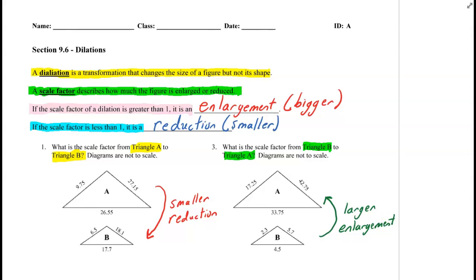Let's go back to number 1. The goal of number 1 is to find the scale factor. So we're going to look at the sides of the triangle. I got 9.75 and 6.5 here. So what I'm going to do is divide those two numbers, 9.75 over 6.5. And I'm going to show you how to do this on the TI-84. I'll also show you how to do it on the Desmos calculator.